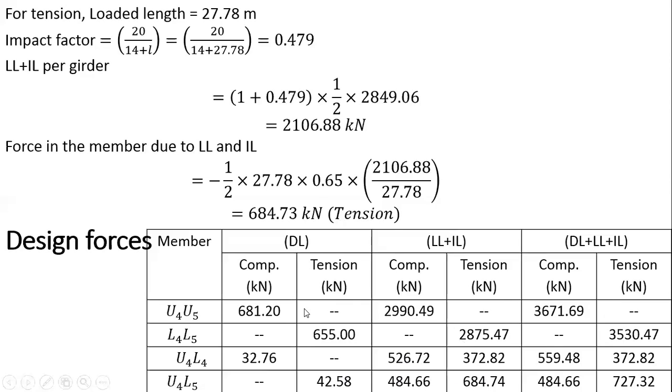In the next column, I have to sum up all these things. So this plus this, I get this value. This is my total design force, that is the compressive force. Now for the bottom chord member, this plus this, I have this tensile force. Then this is my compression. This is my compression. So this is my compressive force, and this is my tensile force. Again, this plus this is my compression force, and this is my tensile force.